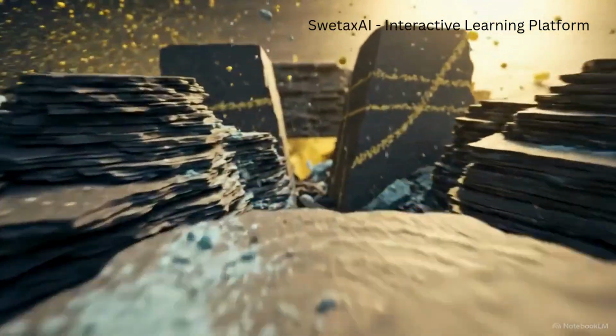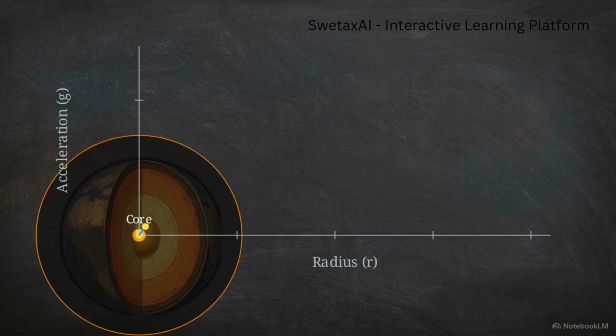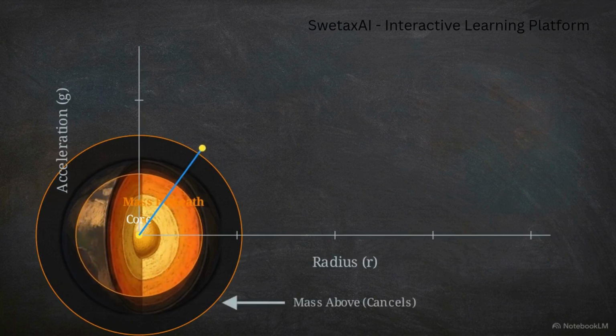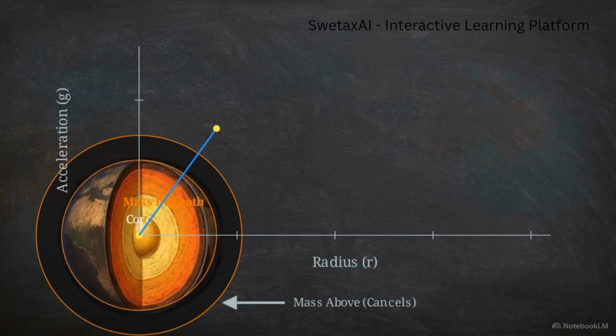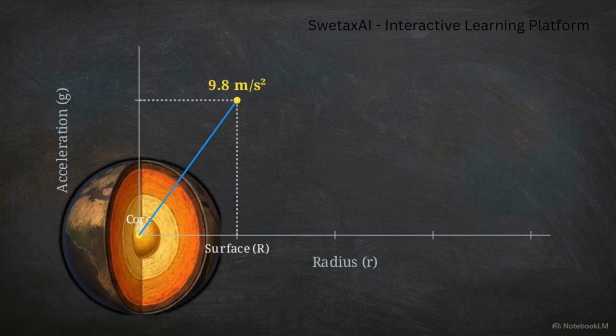That calculation assumes we are standing on the surface. If we drill down deep into the planetary mantle, the physical variables change. This graph maps the variation of gravity from the Earth's core to the surface. As we move outward from the absolute center, acceleration increases on a linear slope. The outer mass shell above our depth functionally cancels out its own gravitational pull, leaving only the mass beneath us to exert force. It peaks at exactly 9.8 meters per second squared at the surface radius.